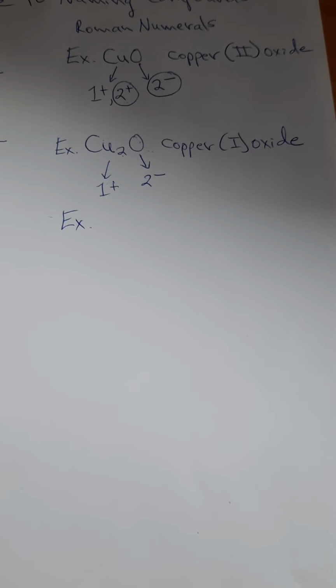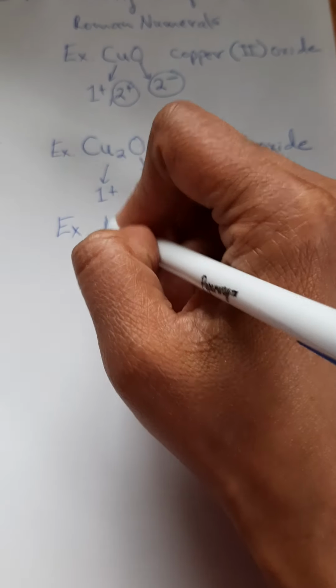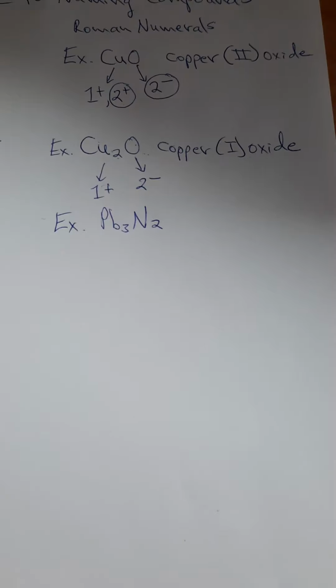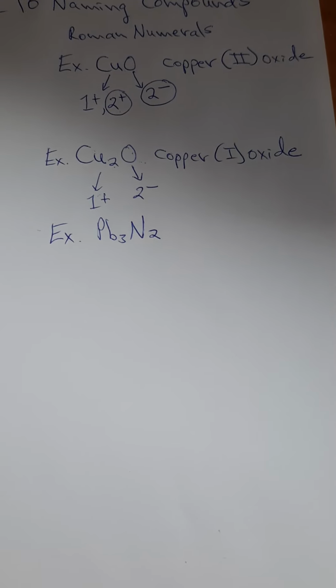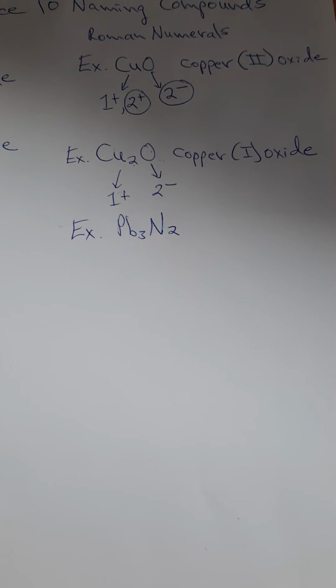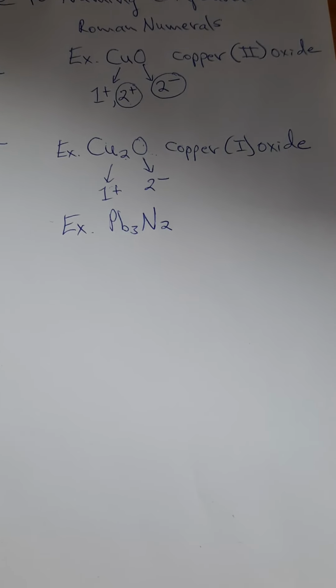Okay, so let me pick one. Let's do Pb3N2. Pb is used quite often. If you don't know what element that is, Pb is lead. Lead is in group 14 here.